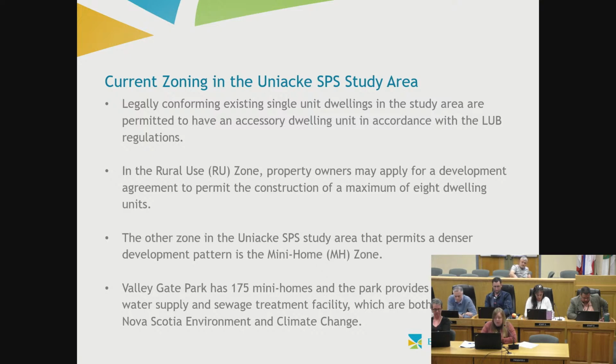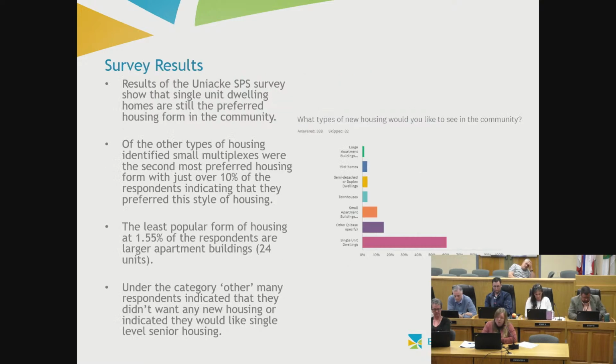The other zone in the UNIAC secondary planning strategy study area that permits a denser development pattern is the mini-home MH zone. Valley Gate Park has 175 mini homes, and the park provides its own public water supply and sewage treatment facility, which are both regulated by Nova Scotia Environment and Climate Change.